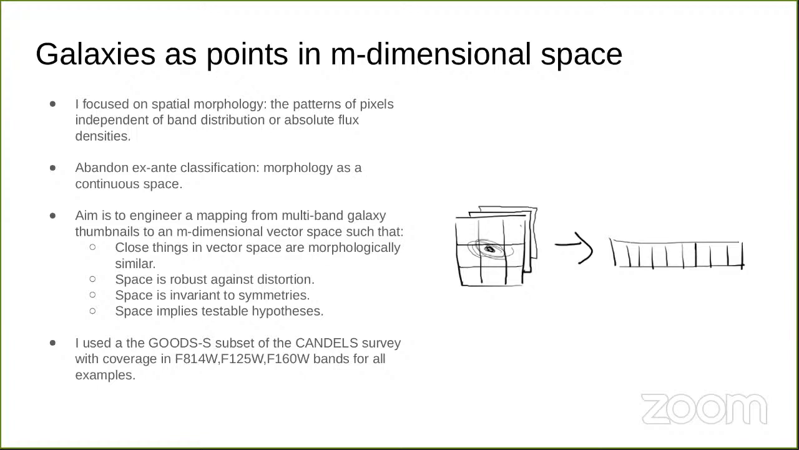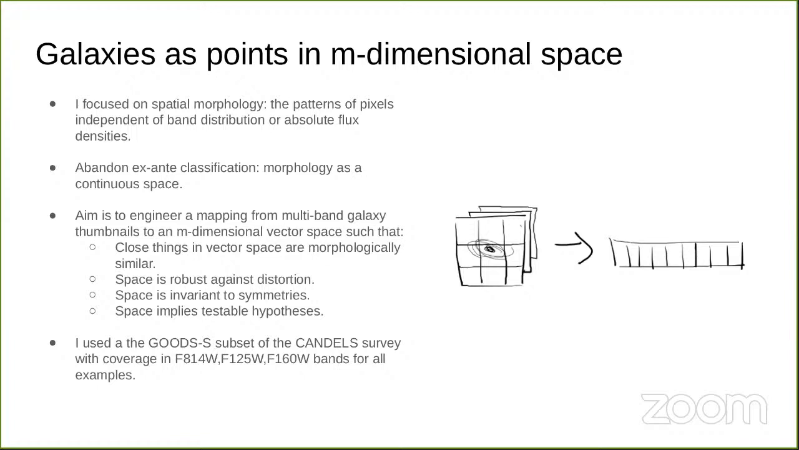So in doing this work, we used the CANDELS survey, in particular the GOODS-S subset. We took all the galaxies we could find that had coverage in F814W, F125W, and F160W.